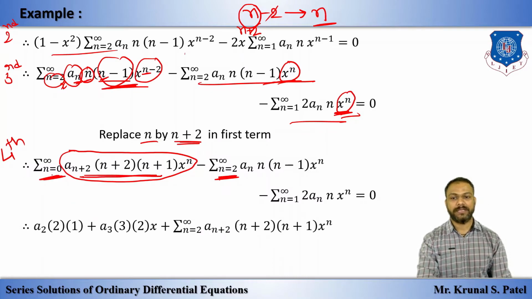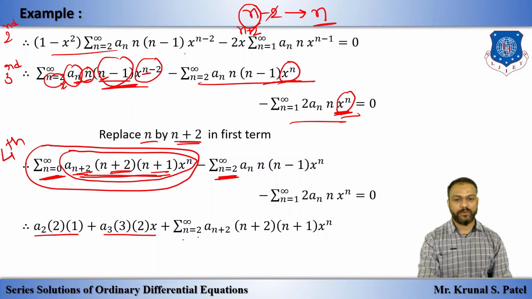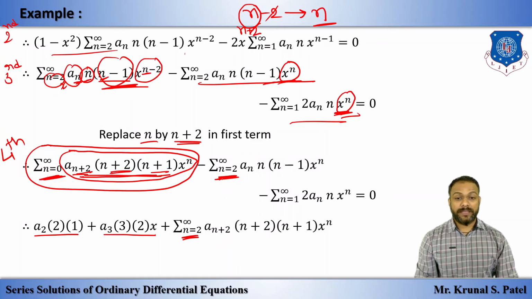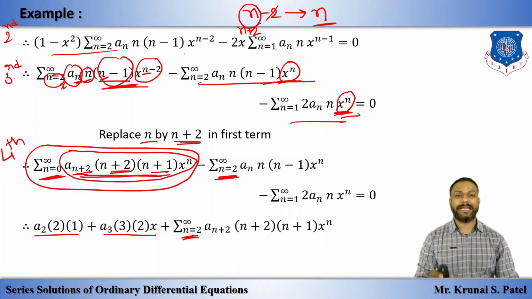So we have this. If we put n equal to 0, so a2, this 2, this 1, you can see, and x to the 0 is 1, so no need to write it down. Plus, if we put n equal to 1, so 3, 3, 2, and x to the 1, you can see, and we will start this entire term with n equal to 2. Here n equal to 2 is the maximum, so we will try to make each and every term start with n equal to 2.